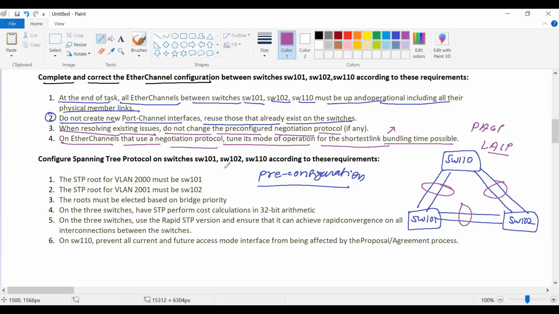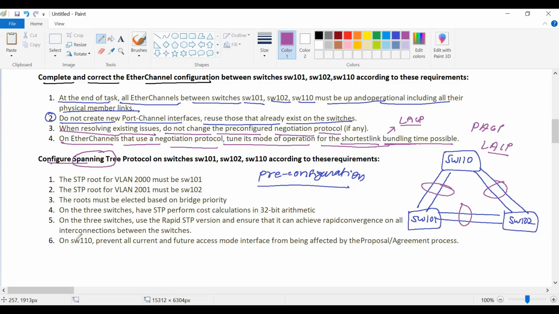So in this task, it is asking you to configure LACP, which takes less time to configure. For this question, would you need to do LACP active on both sides, or can you do active and passive? If you do passive on both sides, the EtherChannel won't come up.